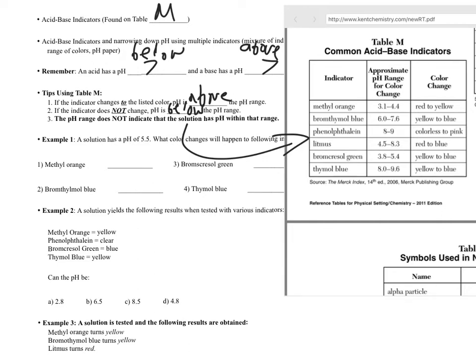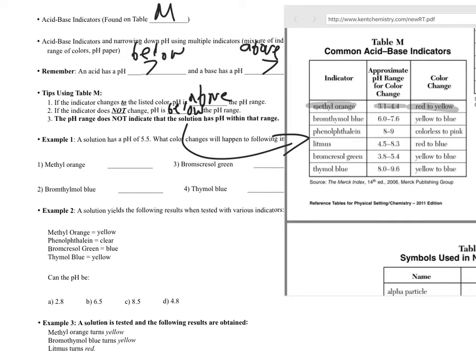If, for example, I take a look at methyl orange. Methyl orange is a very specific type of indicator with a very specific pH range for a color change. It also tells you what colors methyl orange will change to. So if, for example, we have some sort of solution and we put methyl orange into that solution, it might stay red or it might change to yellow.